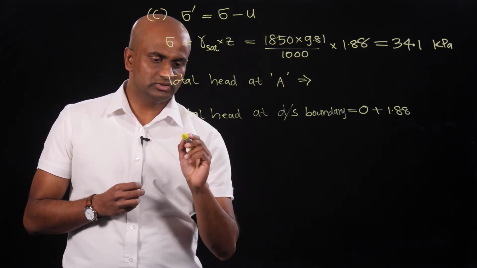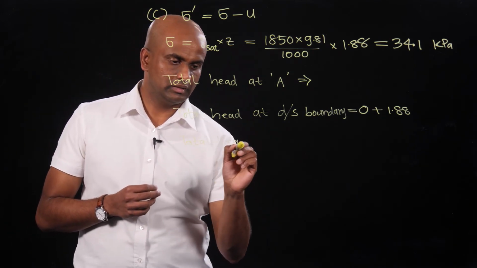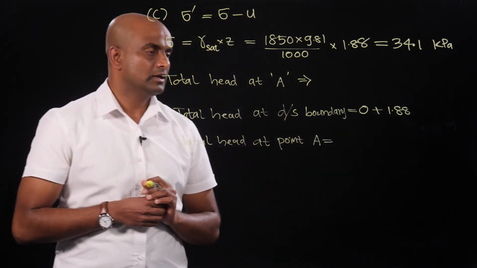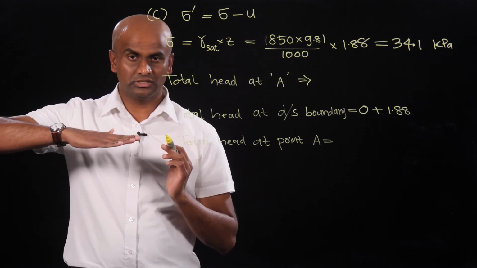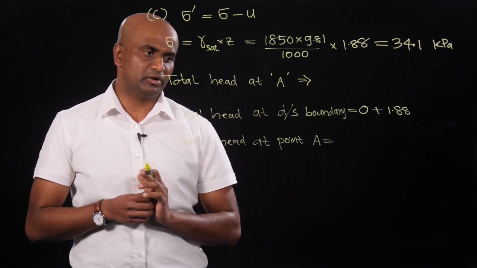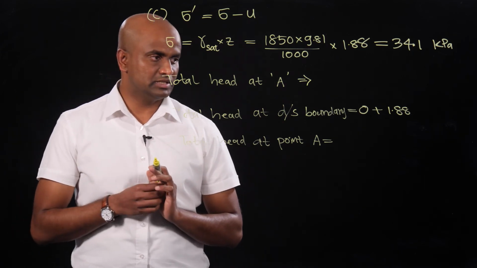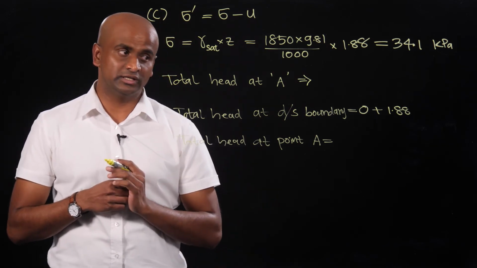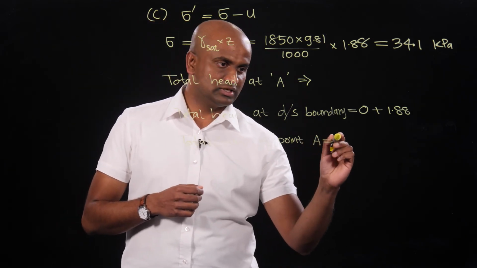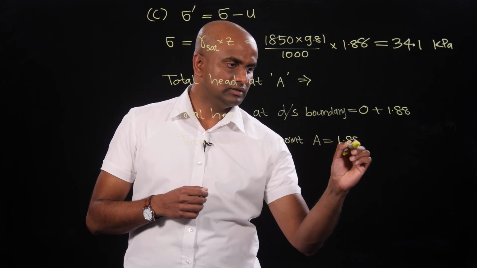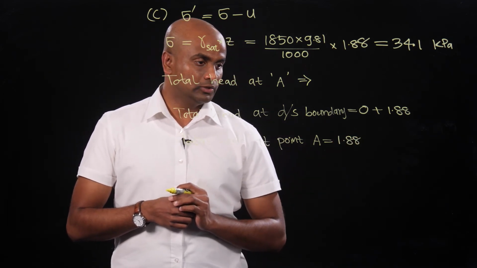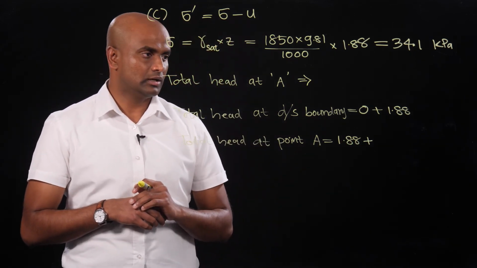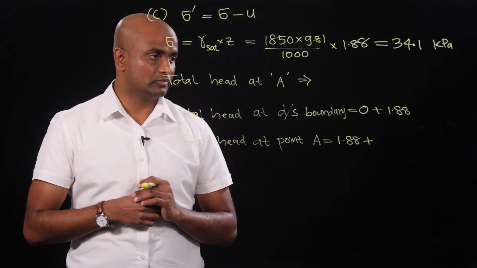And now to calculate the total head at point A, we know that the total head decreases from the upstream boundary towards the downstream boundary. So in the opposite direction, from the downstream boundary towards the upstream boundary, the total head increases. At the downstream boundary, you have 1.88 meter total head. So there should be another component that comes from the flow, which we can calculate from the flow net diagram.